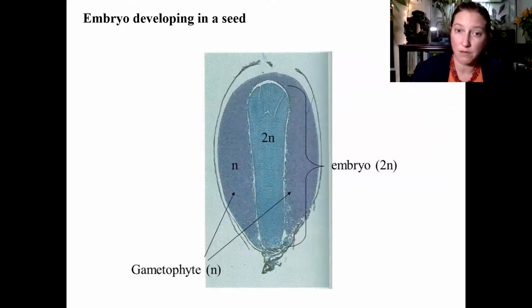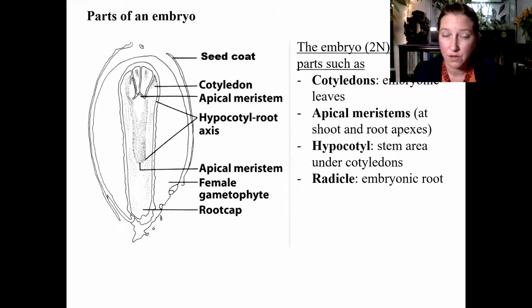This is a microscope slide of this. This is a real life microscope slide. This is a diagram to show you the different parts of a baby plant, right? Parts of an embryo. So you have the cotyledons, which are the embryonic leaves. Notice they have the apical meristems. You're going to have apical meristems at both the shoot apex and the root apex, right?